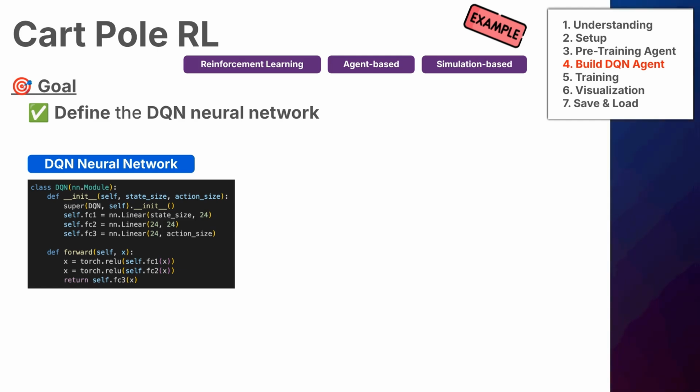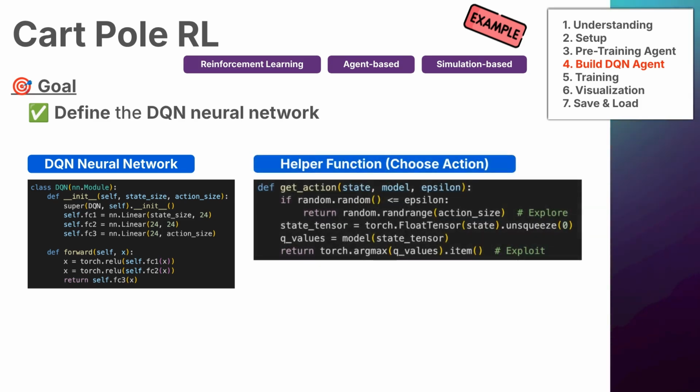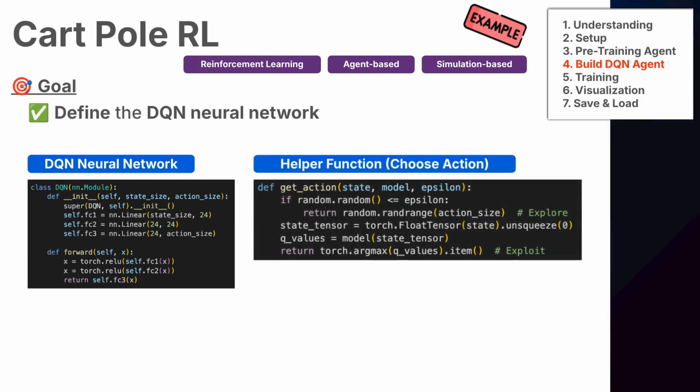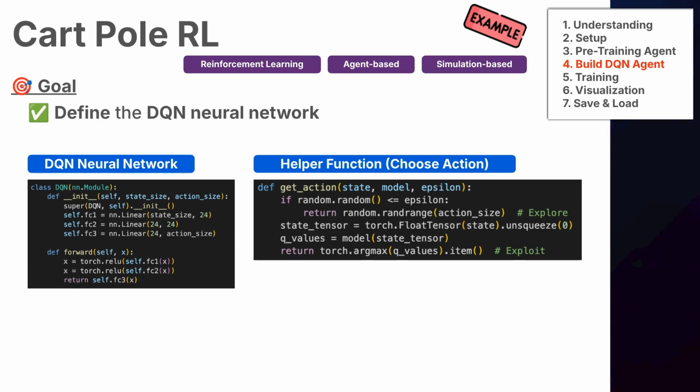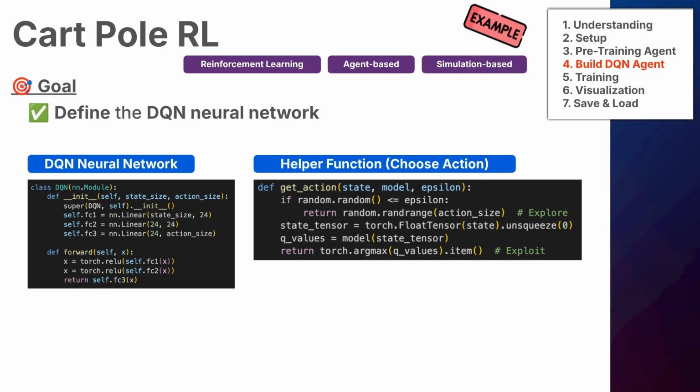Next, get action. This function decides which action the agent should take based on the current state, the trained model, and a value called epsilon. Epsilon controls the exploration versus exploitation behavior. It takes three inputs: state, the current situation the agent is in; model, the DQN used to predict Q values; epsilon, a number between 0 and 1 that controls randomness.